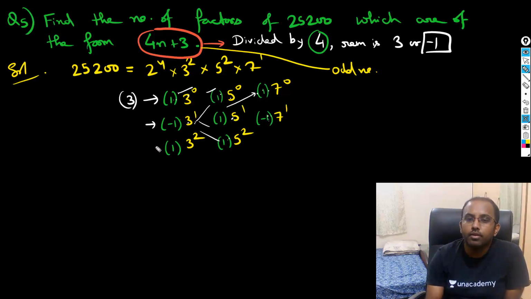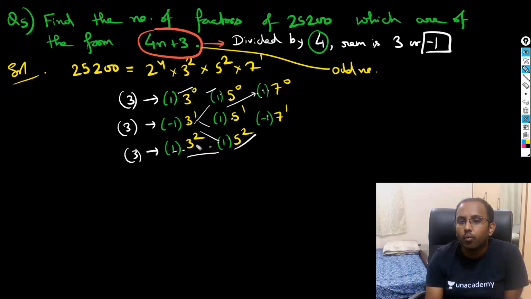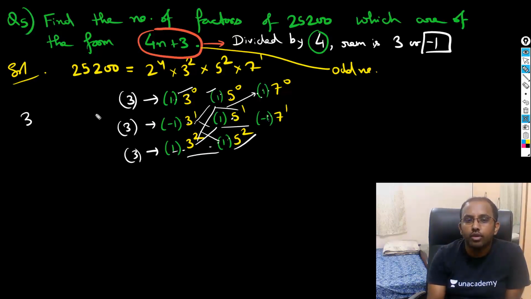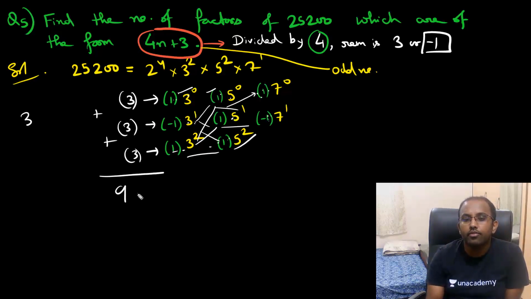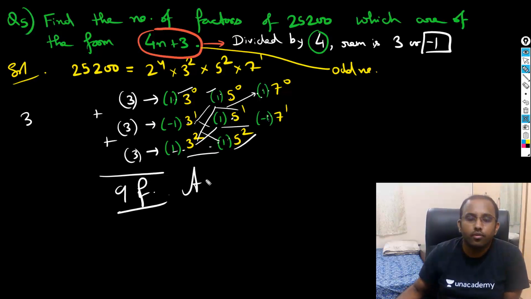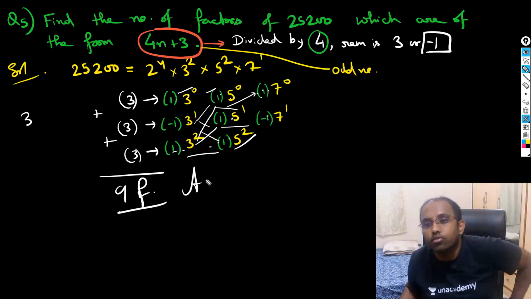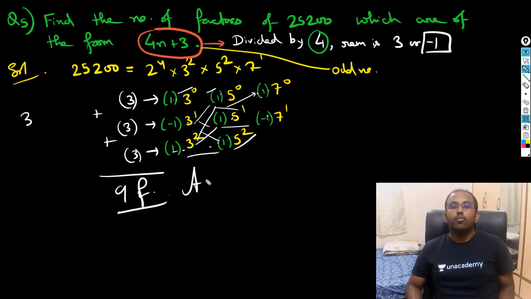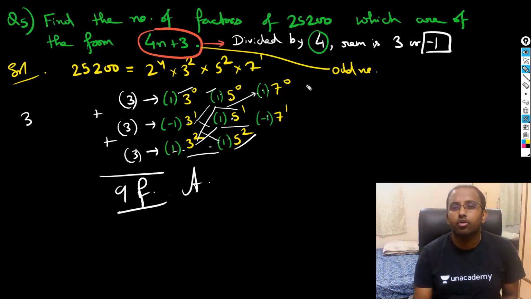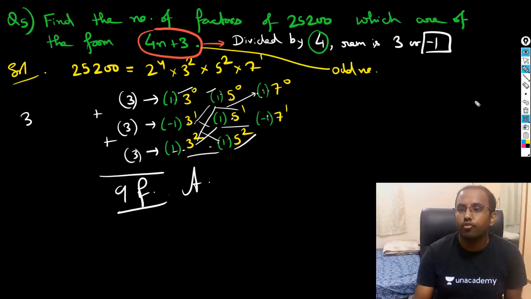4n plus 3 form. Similarly with 1, again 3 cases, because 1, 1, minus 1; 1, minus 1, 1; and minus 1, 1, 1. There are 3 ways, right? Basically 3 plus 3 plus 3, total 9 ways, 9 factors is the answer. So you can get such 9 factors which are factors of 25,200 and are of the 4n plus 3 form. They are actually correct. Okay, so this kind of question can be solved with this kind of funda. Okay, let's move to the next question.